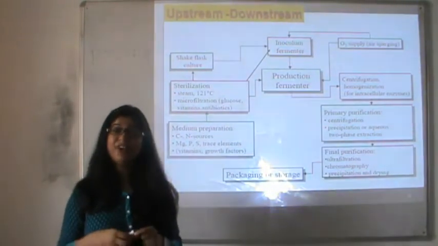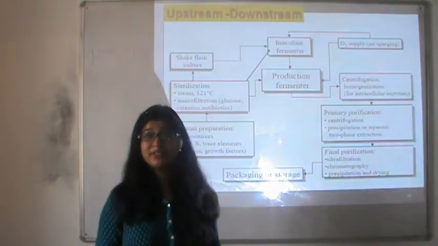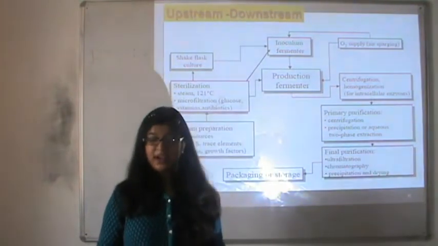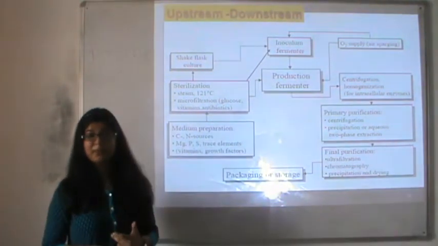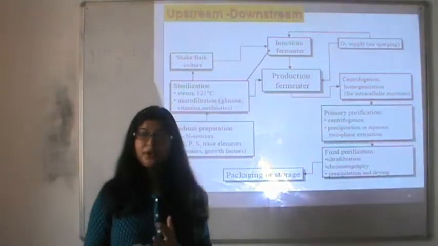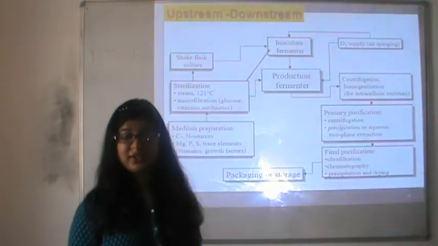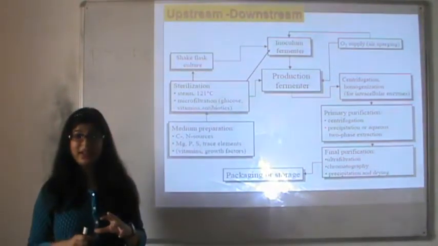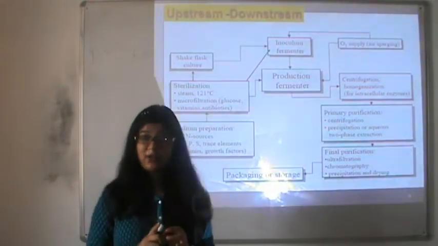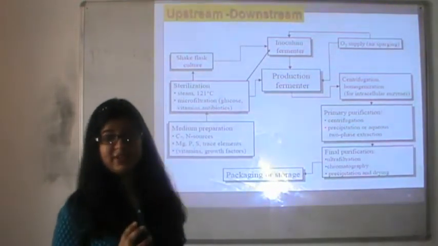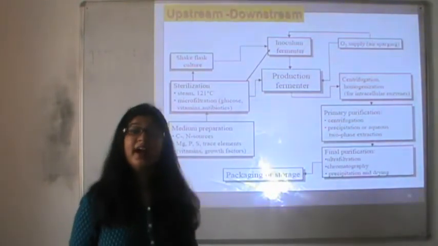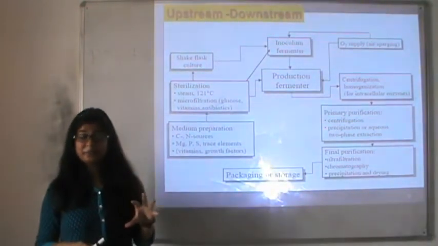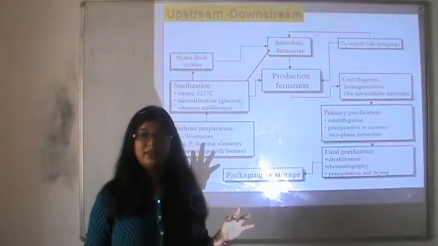Then we purify it by using precipitation and two-phase extraction, and further purification will be done by ultrafiltration, chromatography and precipitation. Then finally we have the maximum yield of our product. If all the conditions were optimum, then we get maximum yield of our product. Then we dry our product and then we pack. Now that product is ready for marketing, for supply.